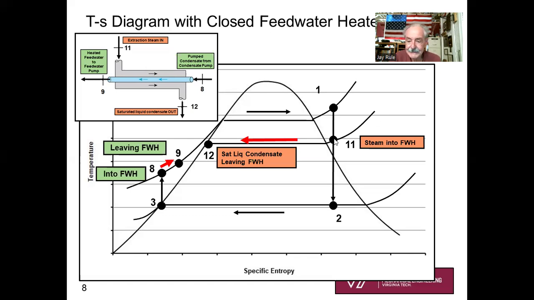And then what's that steam going to look like when it goes through its heating process? Our little sketch over here of what we're trying to analyze, it's going from superheated or sometimes saturated vapor down to saturated liquid, 11 to 12. Okay.